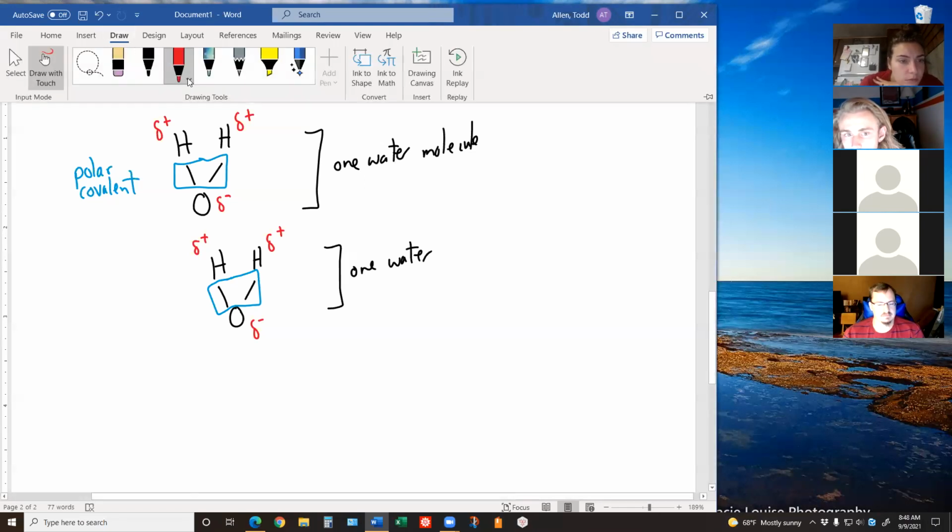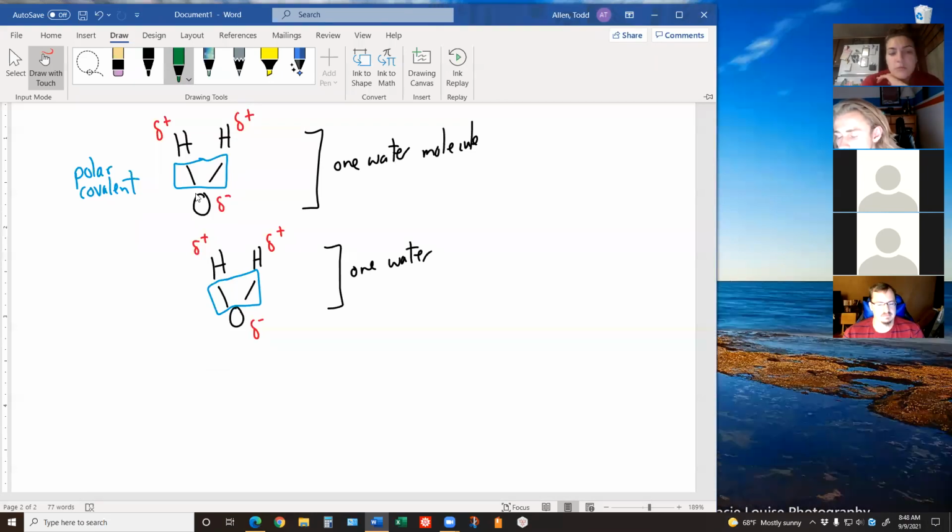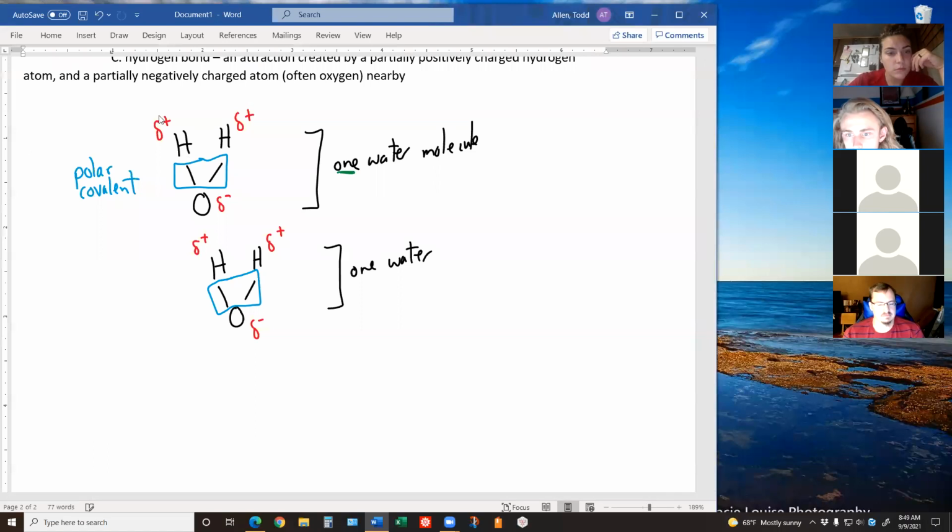Okay, but here's what I'm momentarily trying to get you to appreciate. Because of the unequal sharing of electrons within one water molecule, notice that the entire water molecule has an area where it's positive on one end and negative on the other. The second water molecule is positive on one end and negative on the other. So for one water molecule to be polar, it means that there's one end of the water that's positive and the other end of the water that's negative. Okay.